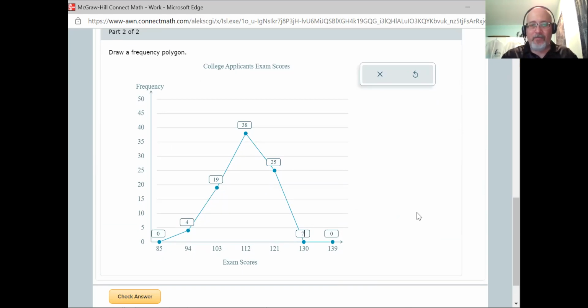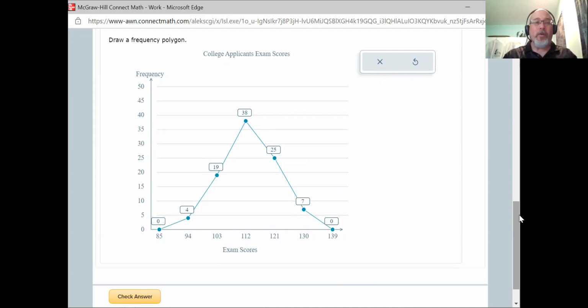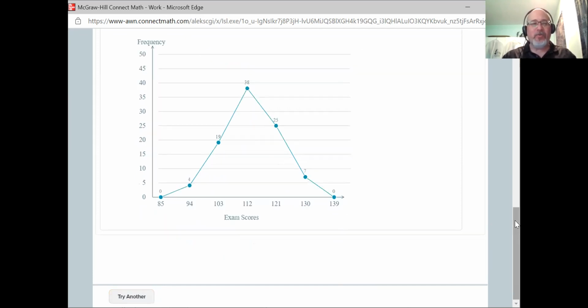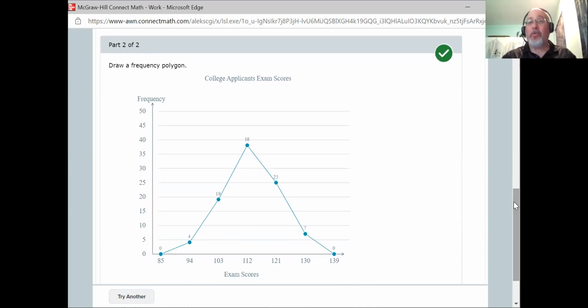So unfortunately, from my perspective, or maybe fortunately from yours, the online homework makes this problem virtually trivial. You just have to remember that your polygon begins and ends on the horizontal axis, where the frequencies would be 0. And check mark, we got it right. That would be the end of this section.